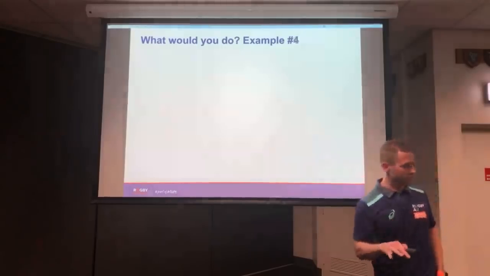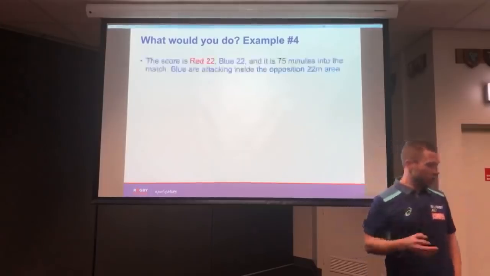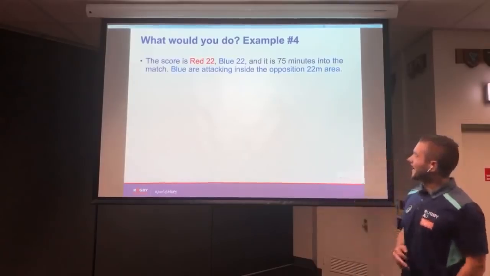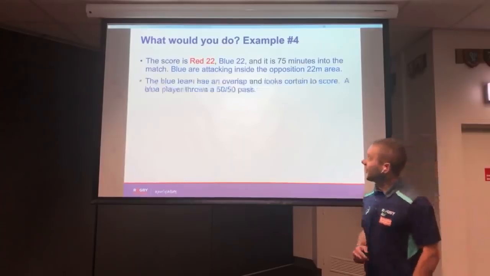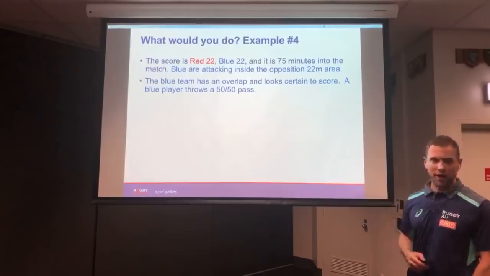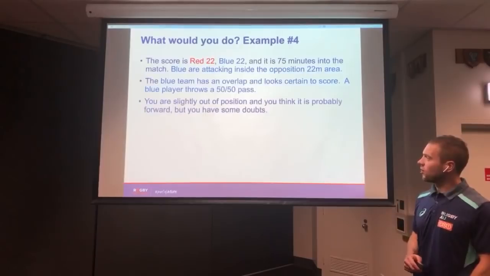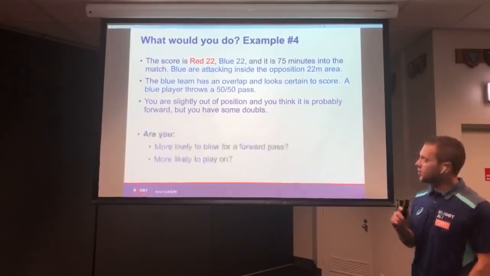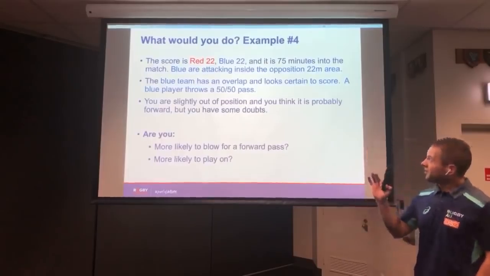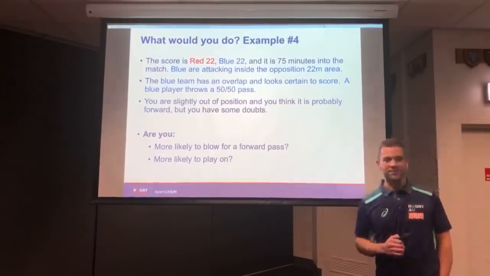My last example, just to really ram home the point, score is red 22 and blue 22, and it's 75 minutes into the match. Blue are attacking inside the opposition 22-metre area. The blue team has the overlap, looks certain to score. A blue player throws a 50-50 pass. You're slightly out of position and you think it's forward, but you have some doubts. Are you more likely to blow for the forward pass or are you more likely to play on? So we're even in the last 5 minutes of the game, who's blowing the forward pass?